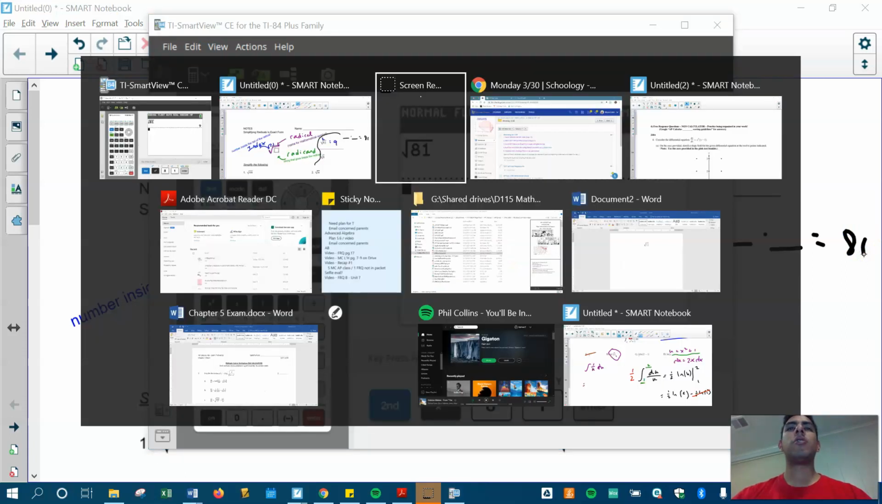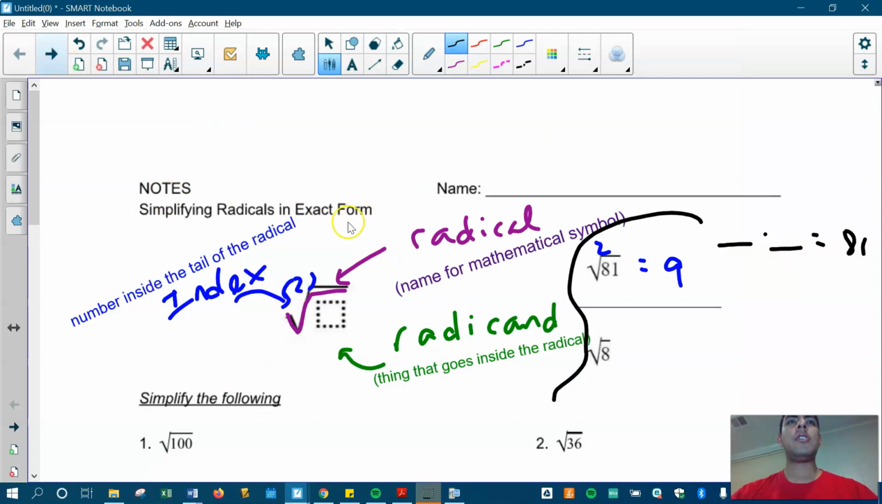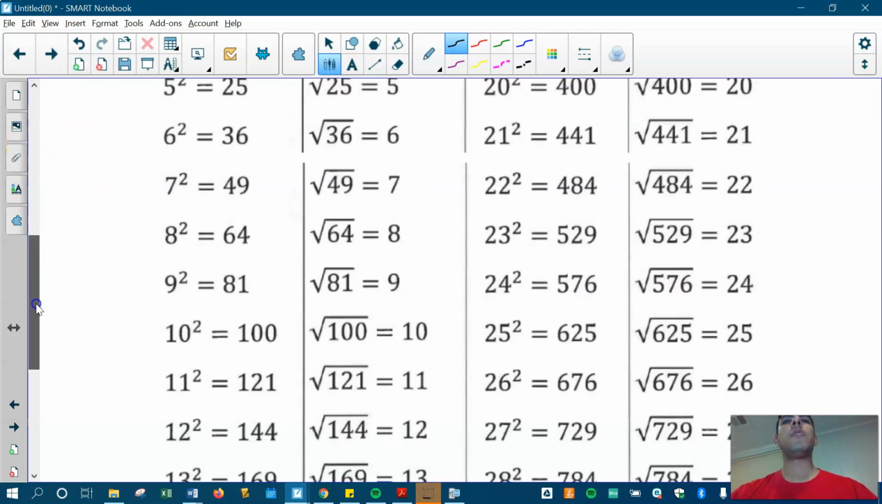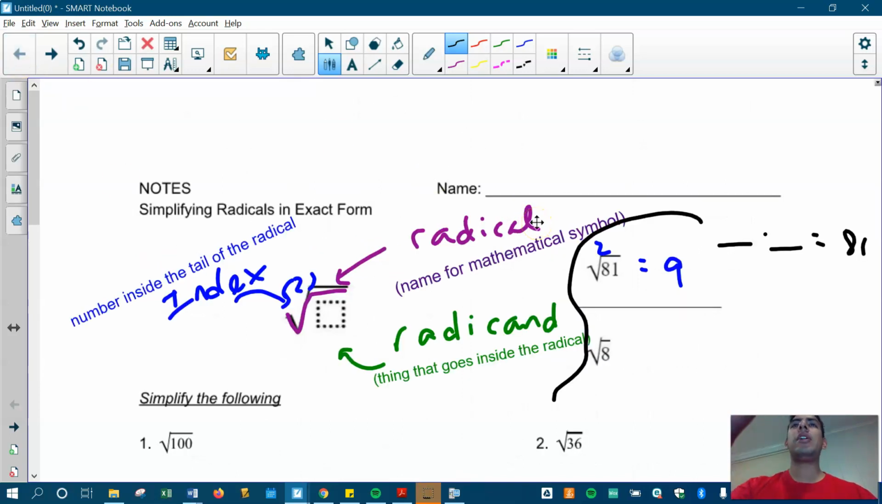Well, let's go to this page again. Here it is. And I see 81 right here. The two numbers that multiply to 81 are 9 and 9. So because the two numbers that multiply are 9 and 9, that means the square root of 81 is just 9.